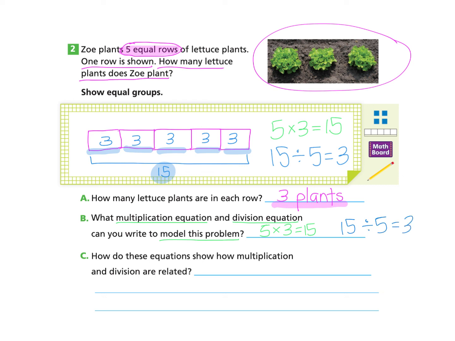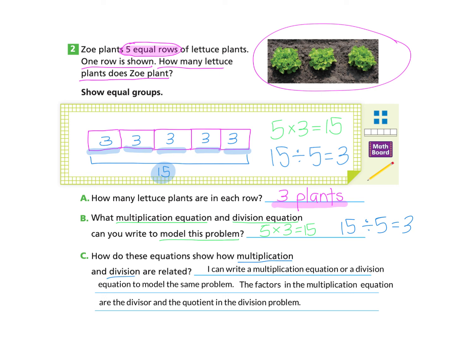All right, the last question. How do these equations show how multiplication and division are related? Well, one thing I notice is that I can write a multiplication equation or a division equation to model the same problem. We took this word problem and we created a multiplication and a division equation from this information. Another thing I'm noticing, and maybe you noticed it too, is that the factors in the multiplication equation, which would be the 5 and the 3, are the divisor, which is this 5 right here, and the quotient in the division problem. And the final thing I notice is that the product in the multiplication equation is the same as the dividend in the division equation.